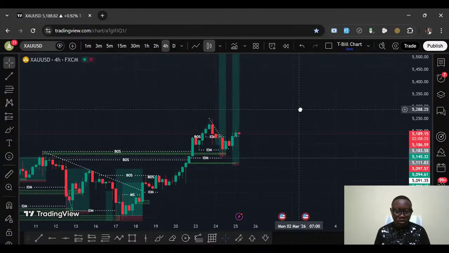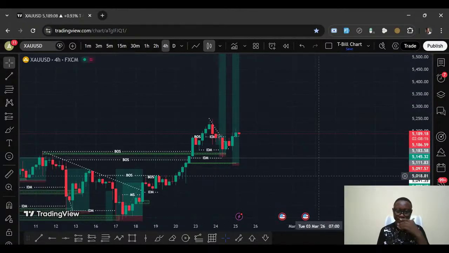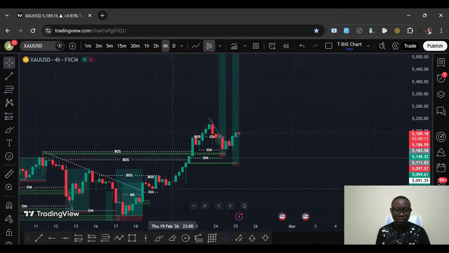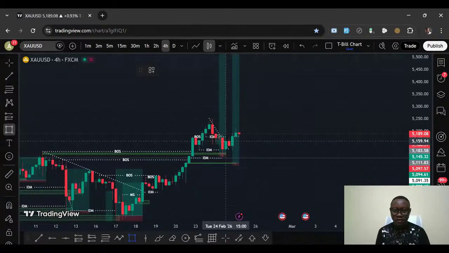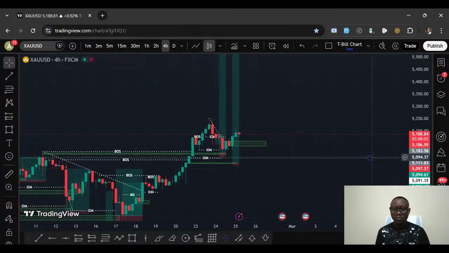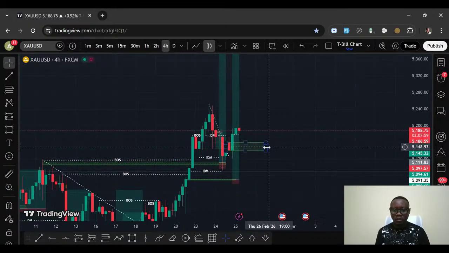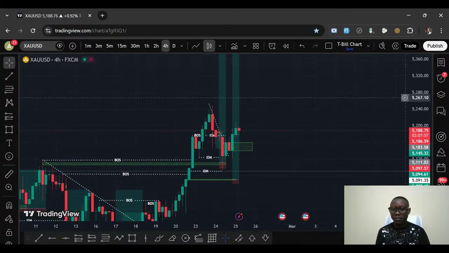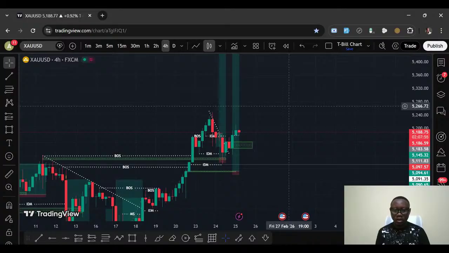Okay, so on the 4H time frame, what do we have? I can see a zone right here. So I have this zone right here. On the 4H time frame, this is my order block.